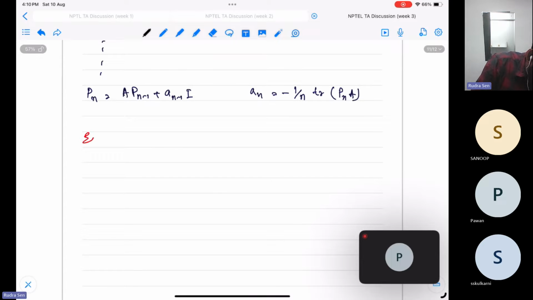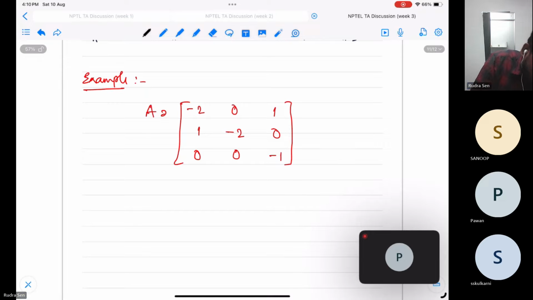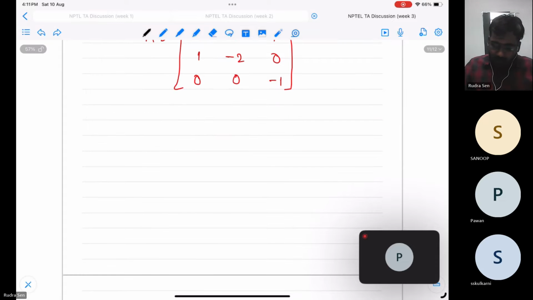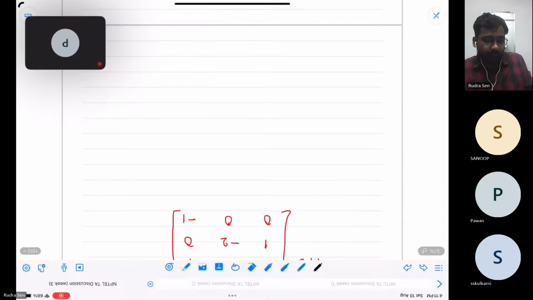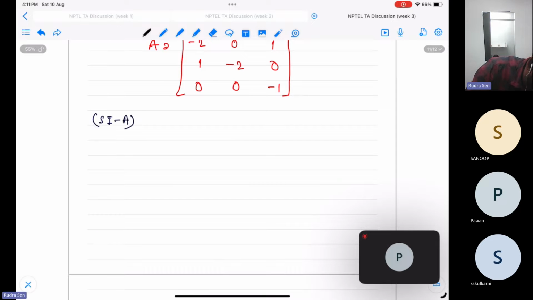Okay, so the example. The A matrix that I'm considering here is minus 2 0 1, 1 minus 2 0, 0 0 minus 1. Okay, so first, I need to find out the sI minus A inverse. This is your objective. So what should I do? This is the adjoint of sI minus A divided by the determinant of sI minus A. By definition, this is the inverse.